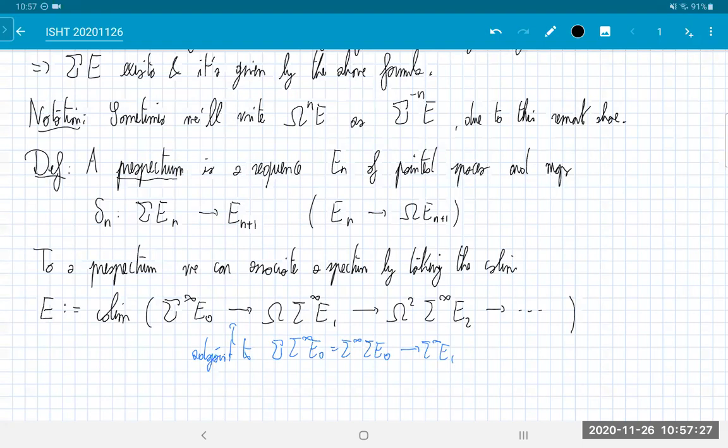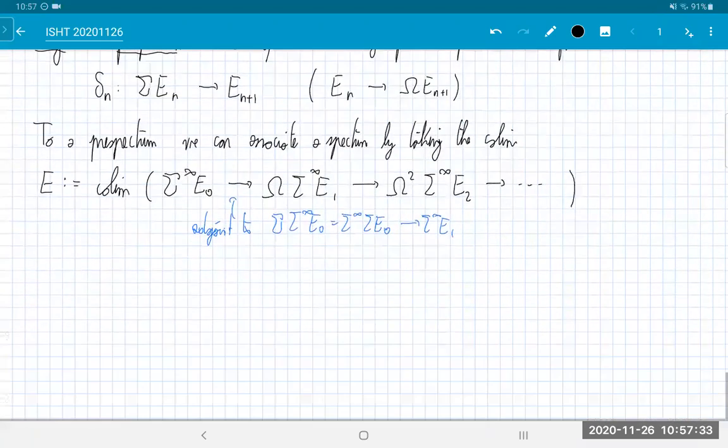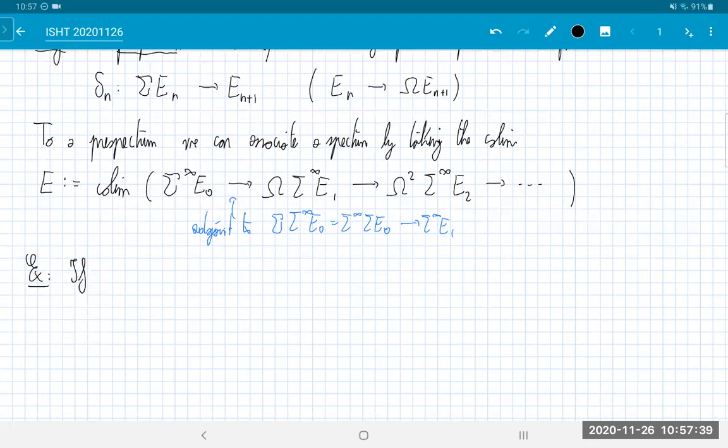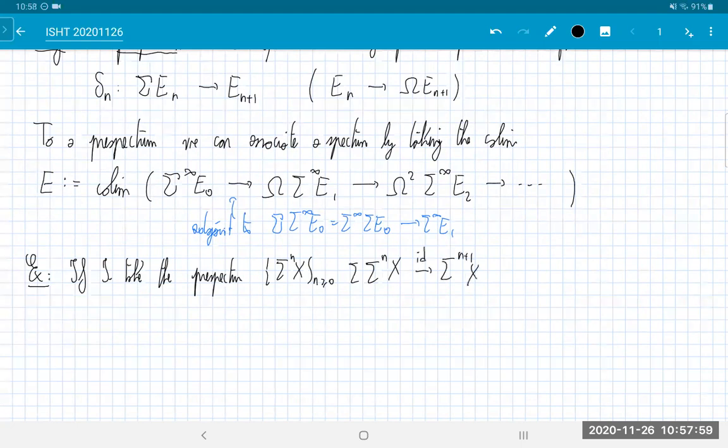And I'm going to think of these as a presentation of the spectrum E. So for example, example/exercise, if I take this pre-spectrum sigma n of x with maps from sigma n to sigma n plus 1 of x given by the identity, the associated spectrum is what I called sigma infinity of x.